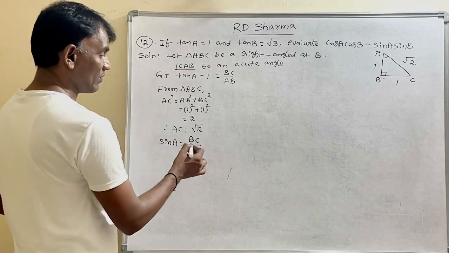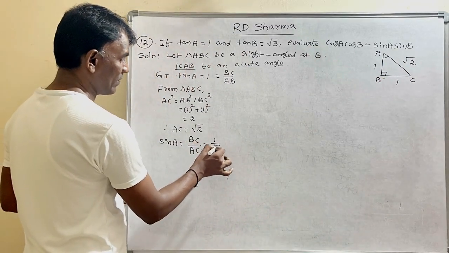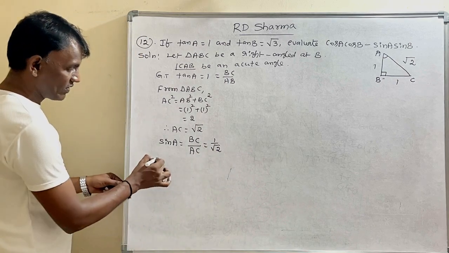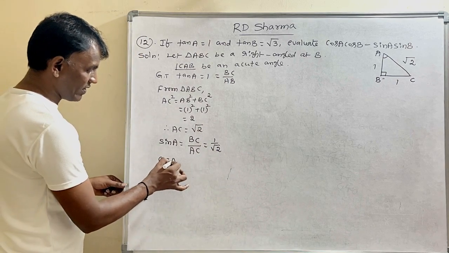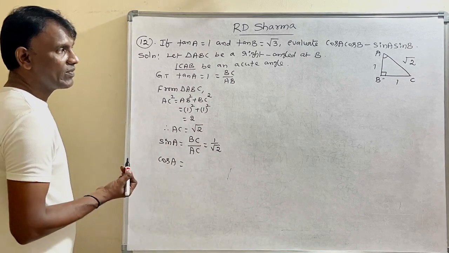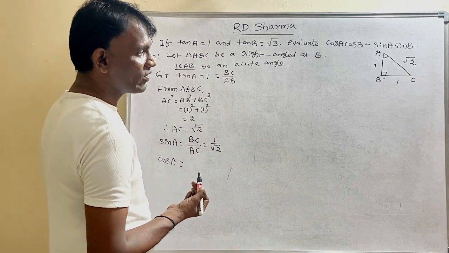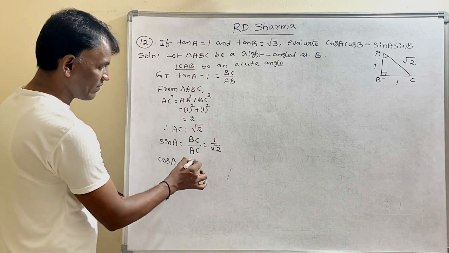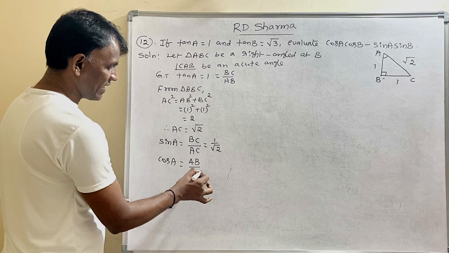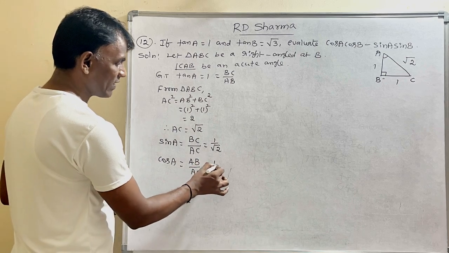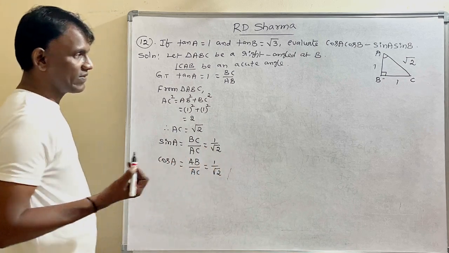Then what is the value of BC? That is 1 divided by root of 2. And coming to the second value, that is cos A. So cos A means adjacent side divided by hypotenuse. Adjacent side means AB and hypotenuse means AC. And it is also the same value, 1 by root of 2. This is the first one.